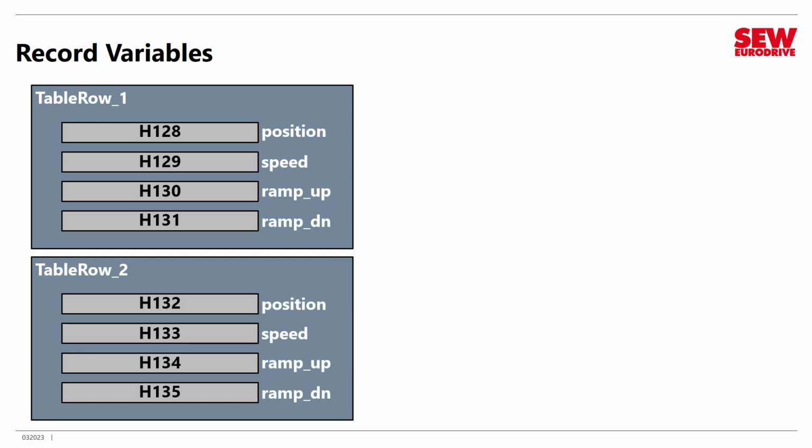All right, so here we have 2 record variables. The first is called table row 1, and the second is called table row 2. They contain 4 individual variables within them, and you can also see the data memory locations that they occupy. Now let's tackle a few important questions about these. First of all, how do you access the individual variables within a record variable? Say you want to change position or speed or one of the ramp variables. How do you do it?